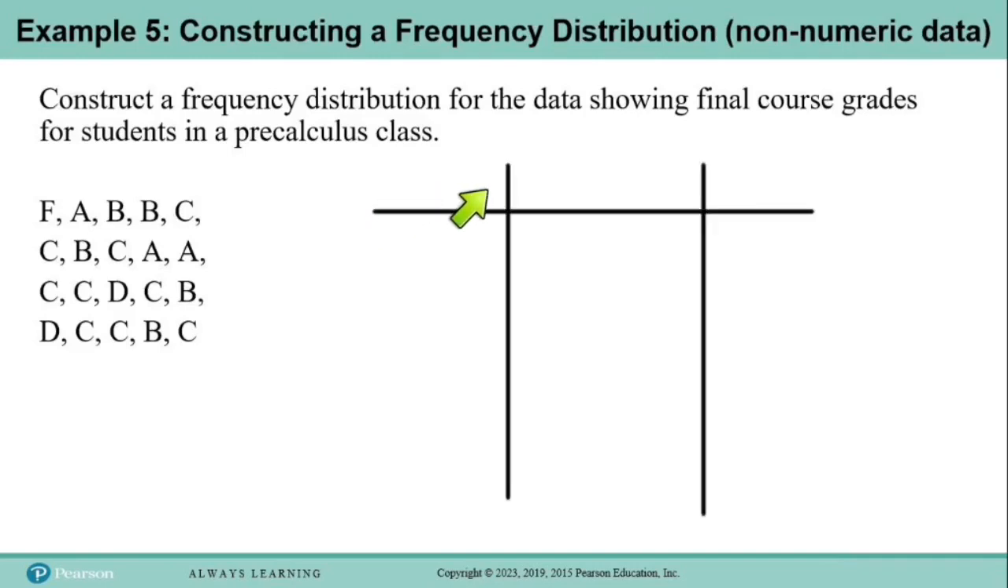These are grades, so I'll label the left column grade, and then the middle is going to be our tally marks, and the right column is going to be our frequencies. And like we said, grades go from A to F, so A, B, C, D, F in the left column. And now let's do our tally. So the first grade in our list is an F.